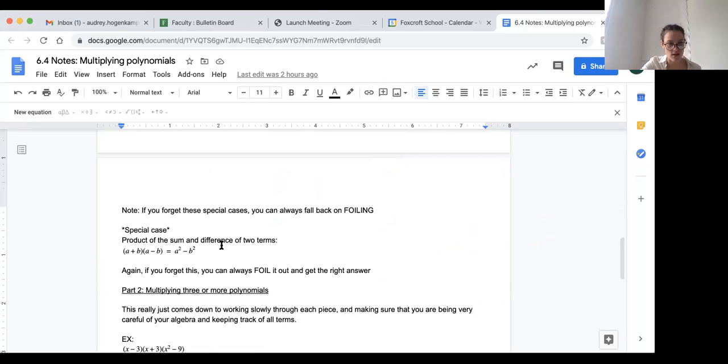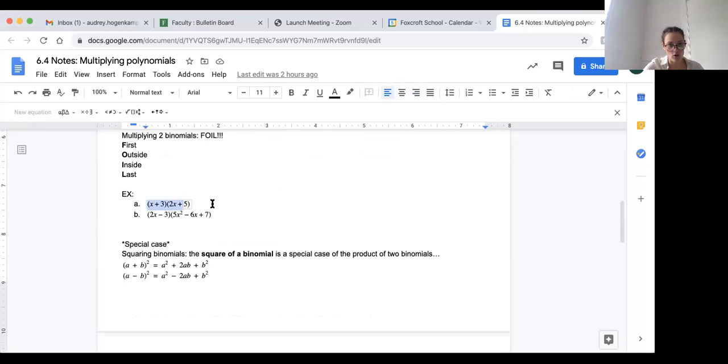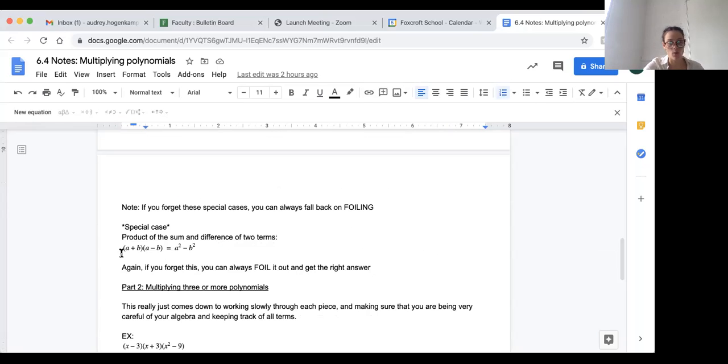This is the product of the sum and difference of two terms, and this is a plus b times a minus b, which will equal a squared minus b squared. I almost hesitated to put this one in there because a lot of times people make a mistake when they are multiplying binomials and think that it's just going to equal a squared plus b squared. But it only equals a squared minus b squared when we have a plus b times a minus b, okay? So this is when we would have something like x plus 3 times x minus 3.